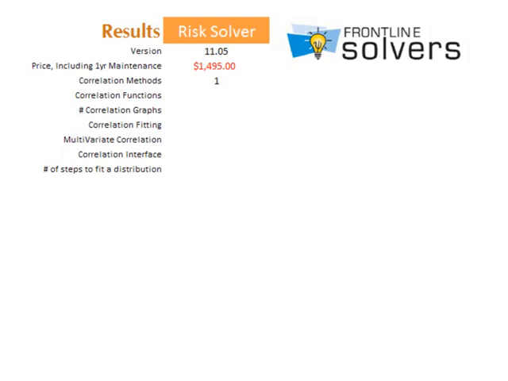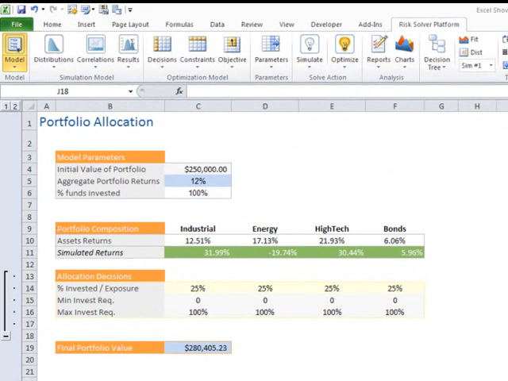Our first step will be to go through the model, and the first thing to go through is the parameters. We're looking at a correlated portfolio returns model, and it's actually a very simple model. We start off with $250,000 that we want to invest, and we have a year's worth of daily trading data on 4 different asset classes.